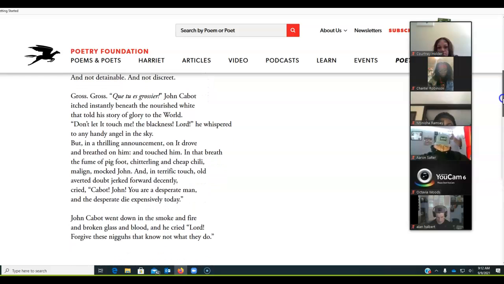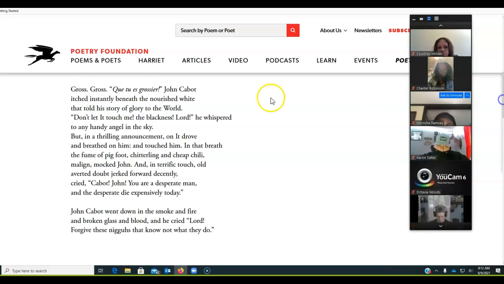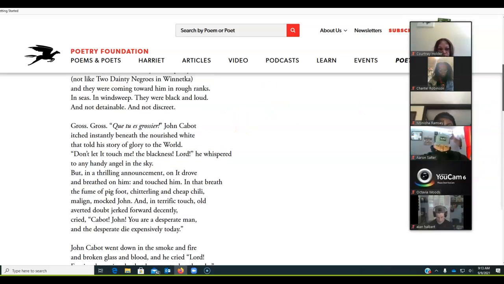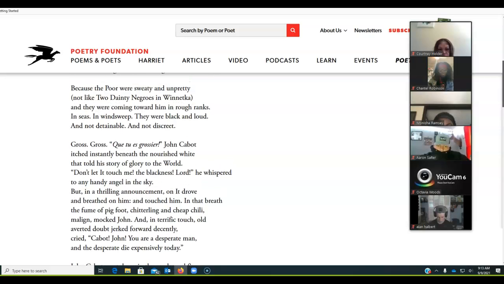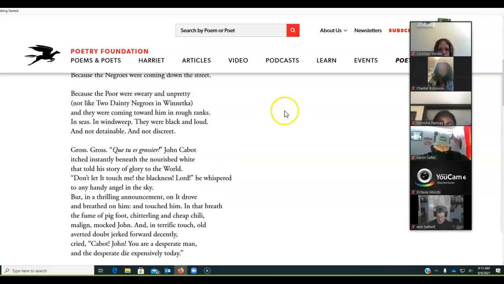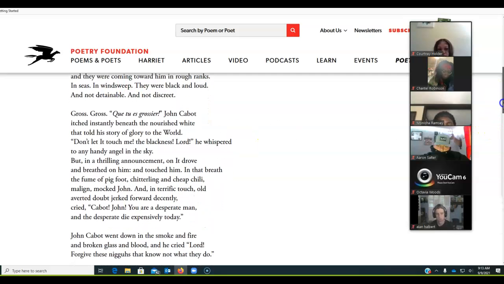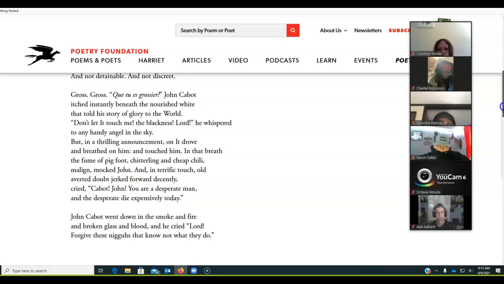But that is the polite, because, you know, he's fancy, but then things start getting dark, okay? Because what's happening? Can somebody say what's literally happening here? There are people coming toward him in rough ranks. There's a riot, and it's coming toward him. Okay. And he's getting panicky, right? Because he's about to get swept up in a riot.